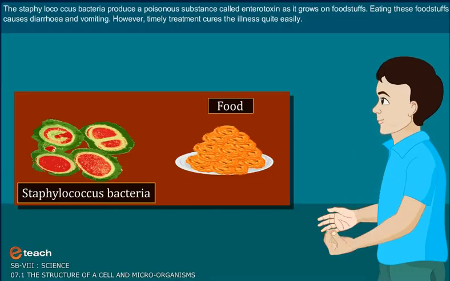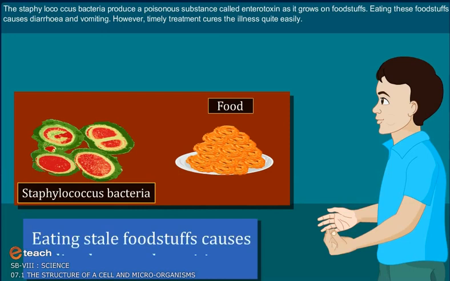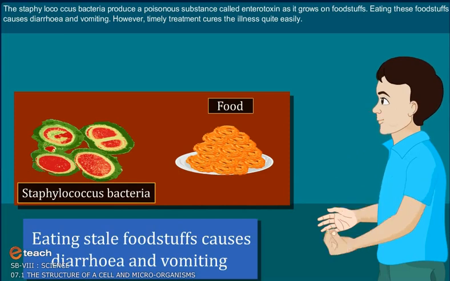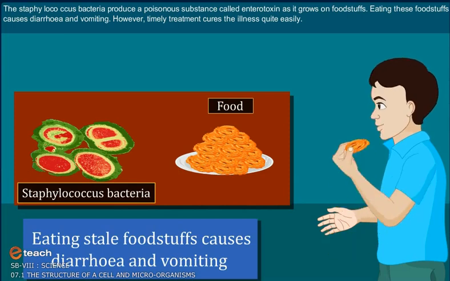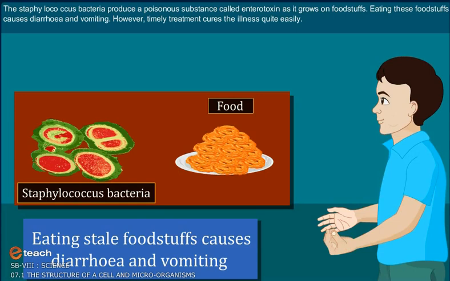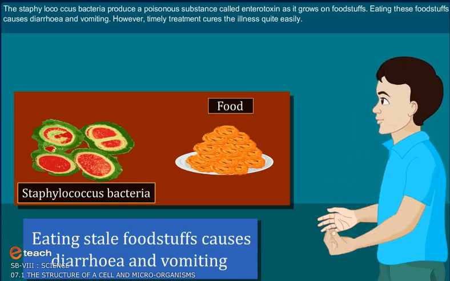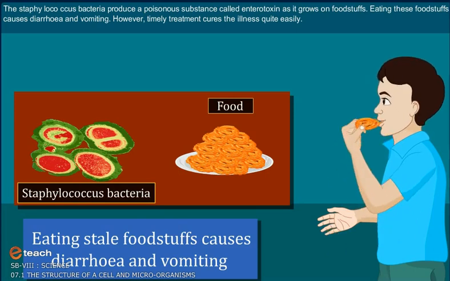The Staphylococcus bacteria produce a poisonous substance called enterotoxin as they grow on the foodstuffs. Eating these foodstuffs causes diarrhea and vomiting. However, timely treatment cures the illness quite easily.